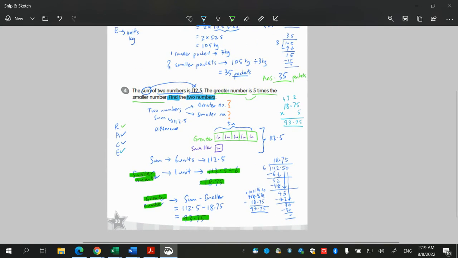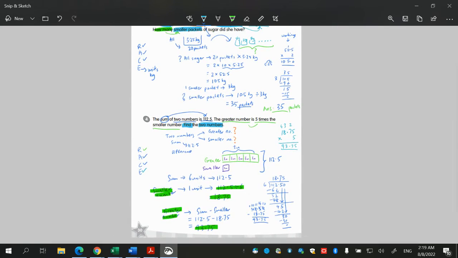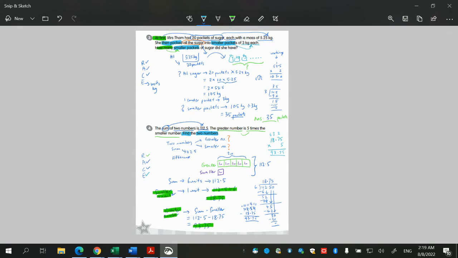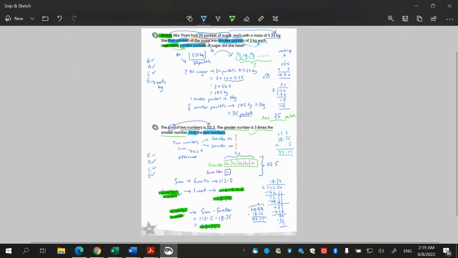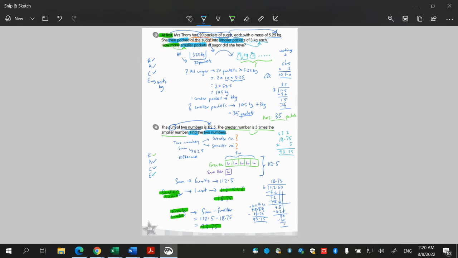Hope you managed to get these two questions solved in no time. I encourage you to be patient with yourself. Okay, spend time to look through the question, understand, and then solve it. Really encourage you to go through this process. It really helps you to understand and solve future questions.